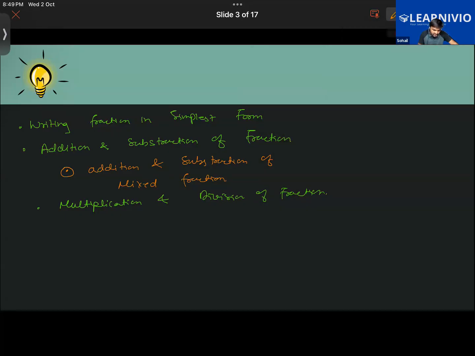Just like you have shared the PDFs of previous chapters, share the PDF of this: make a PDF of the exercise questions of this chapter, Fraction, and share it with me. Okay? You can do it after the class.